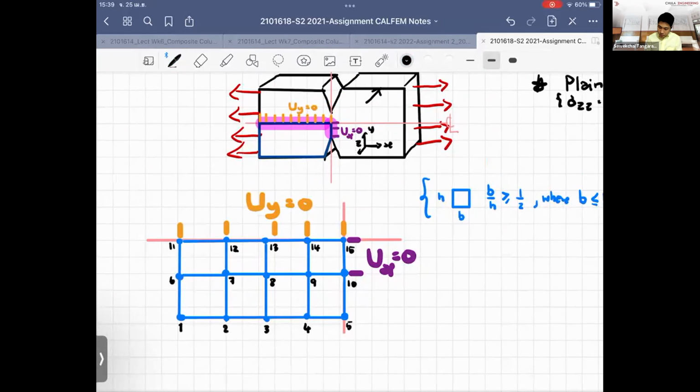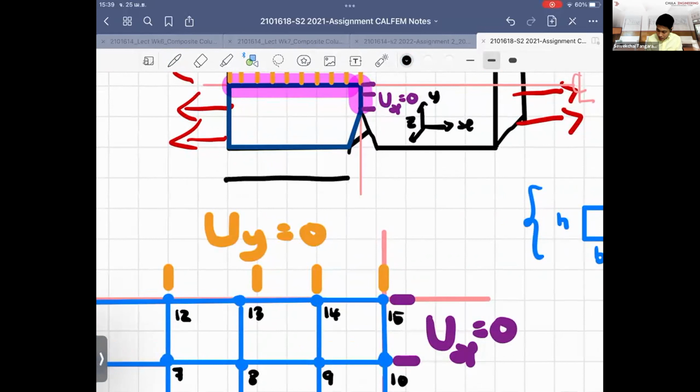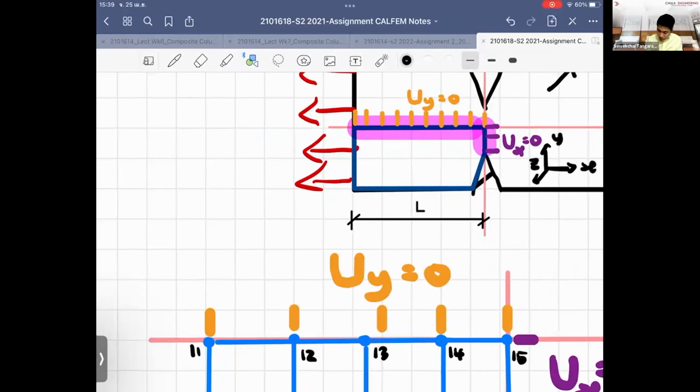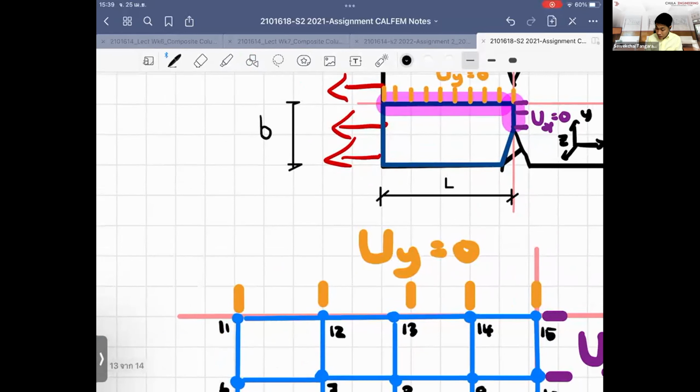And what I do, right? Normally I will be looking at the geometry. For example, this is the total half of the length. This may be L, and another half of the depth. This might be B. And I don't use B, I use L1 and L2.